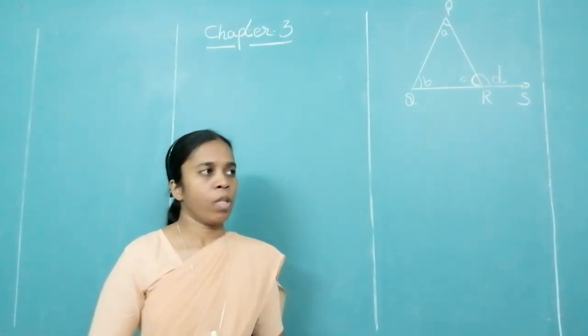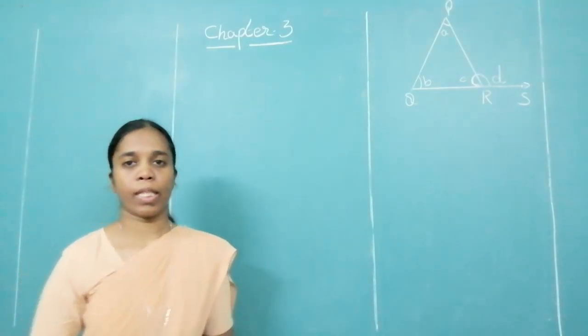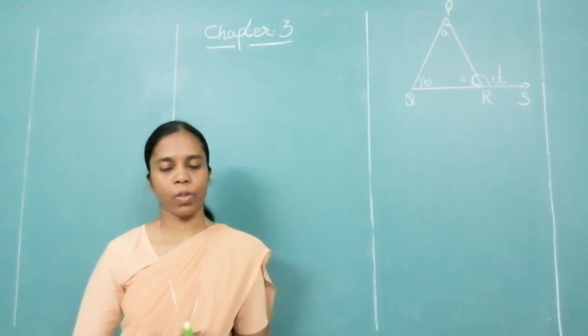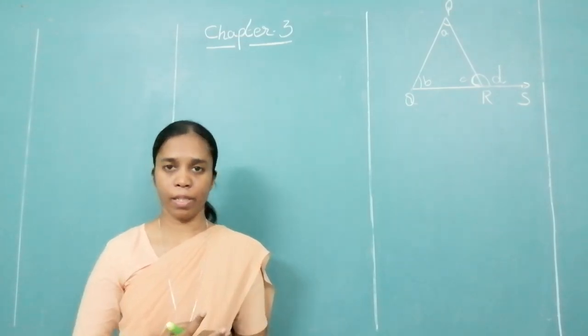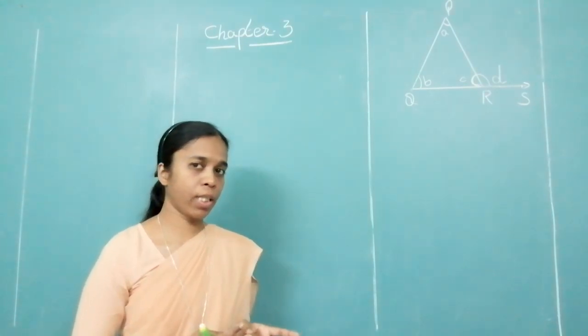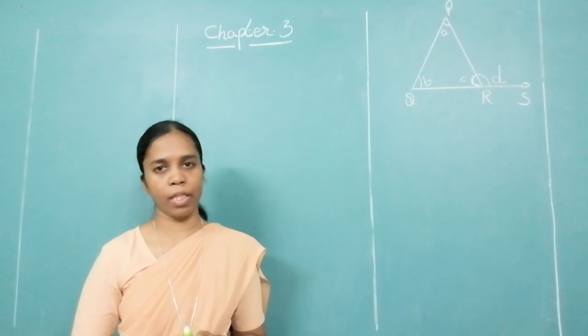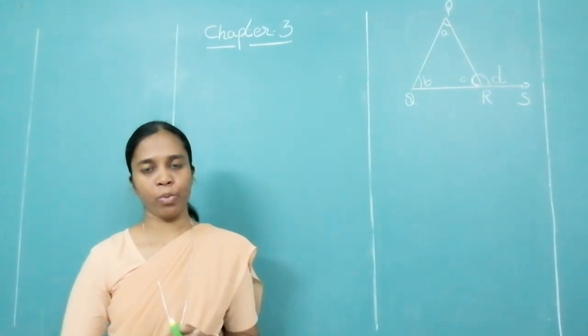Okay. Now, we start with the theorem, that is the exterior angle property. We have already learned it in 7th standard. Can anyone guess what is that? Exterior angle is equal to sum of the remote interior angles. We have to prove it.